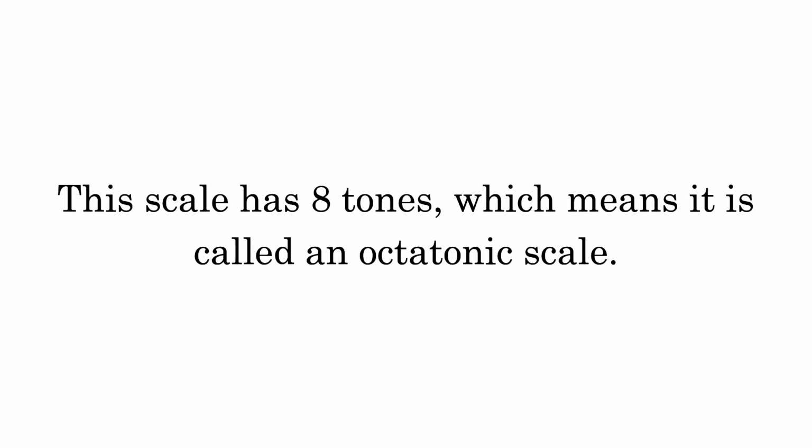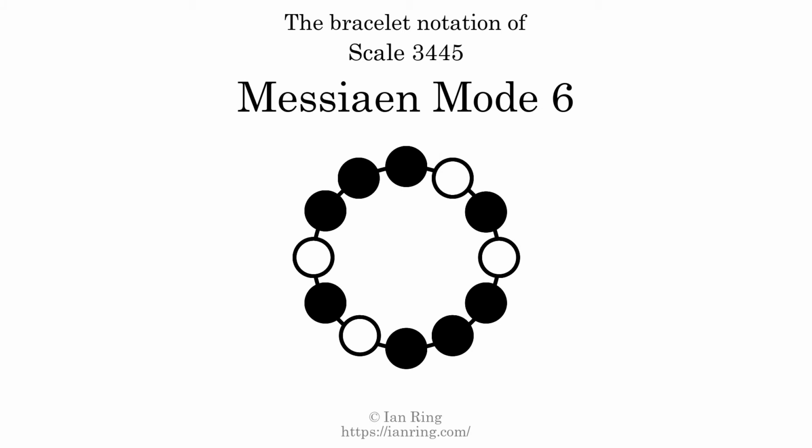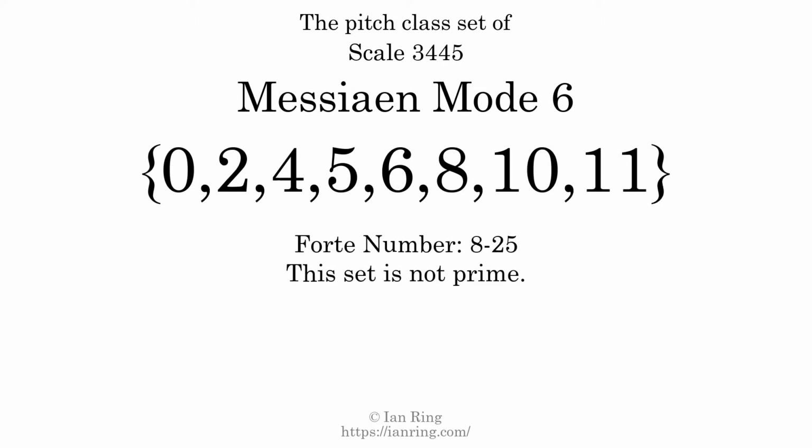This scale has 8 tones, which means it is called an octatonic scale. This is a bracelet notation diagram of scale 3445. The shaded circles represent tones that appear in the scale, and they are read clockwise, starting at the top. The pitch class set for this scale is 0, 2, 4, 5, 6, 8, 10, 11. The forte class is 8-25. This set is not prime.